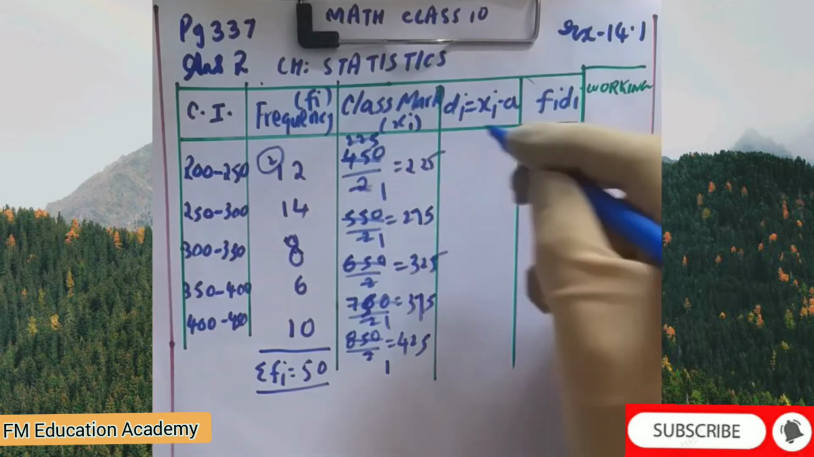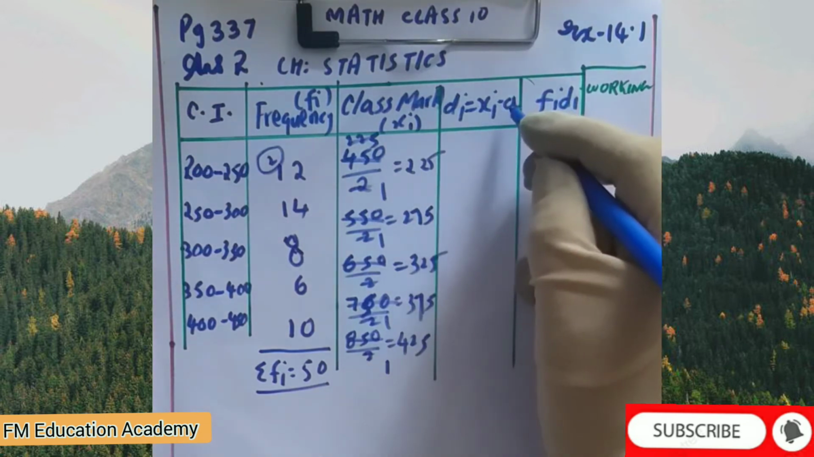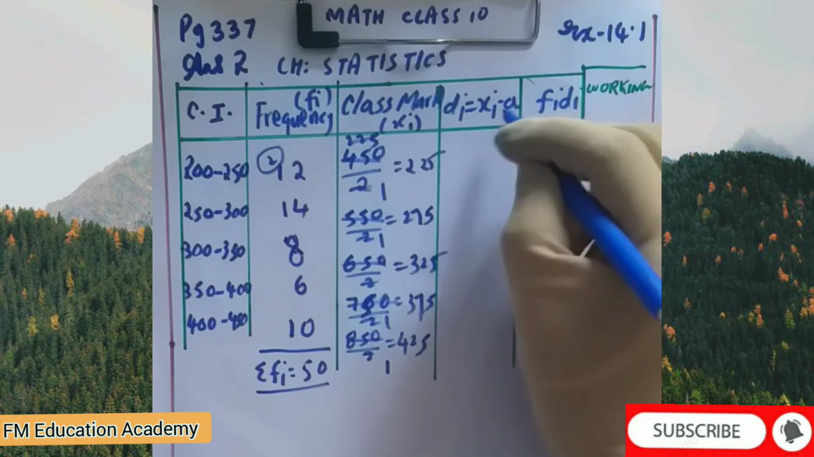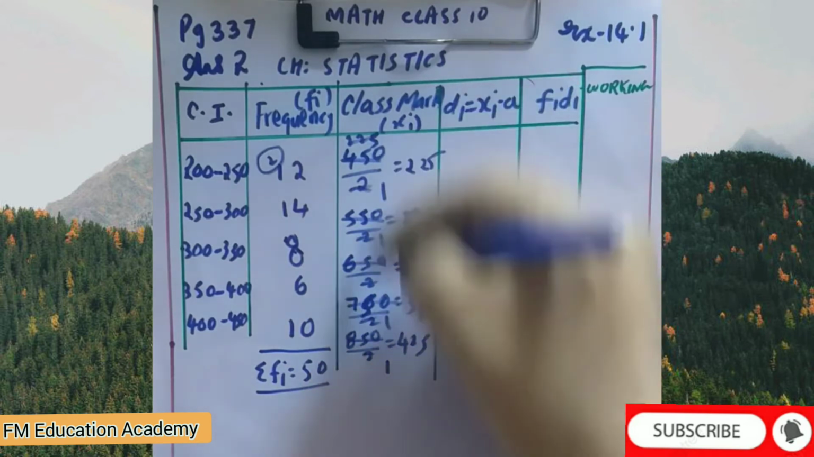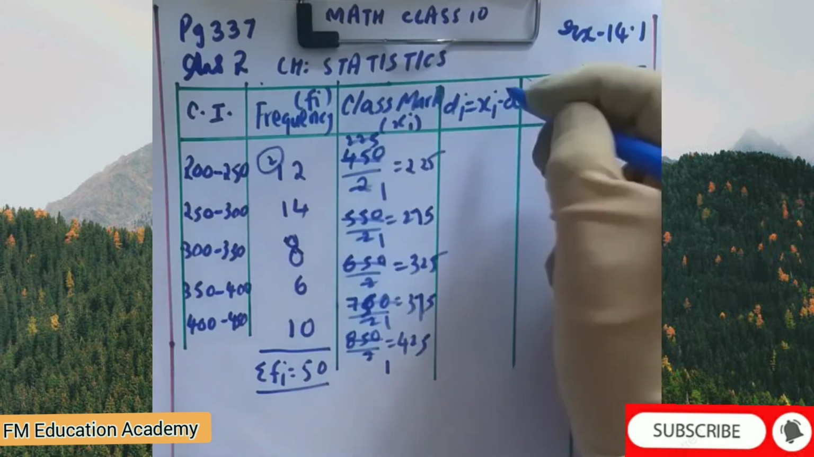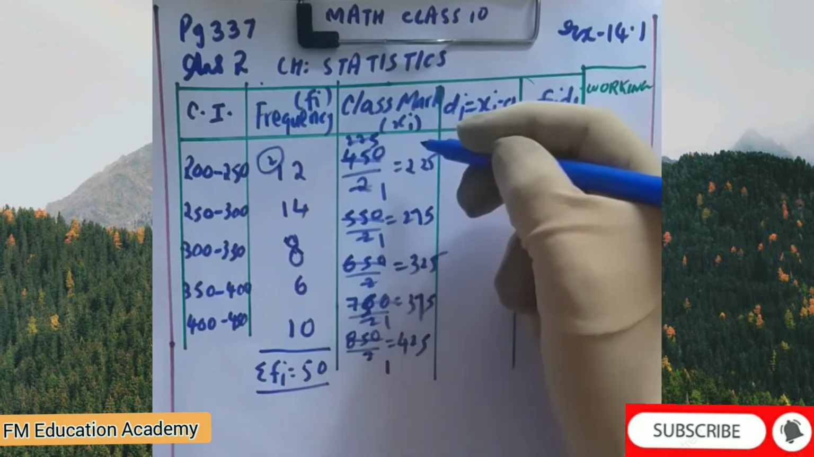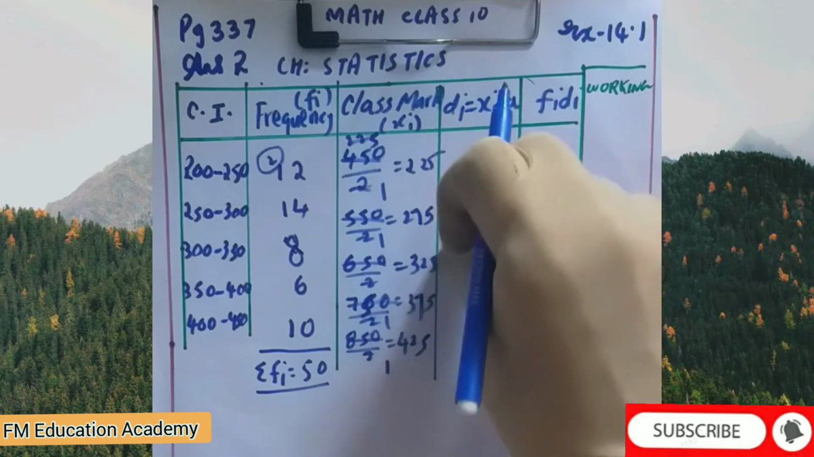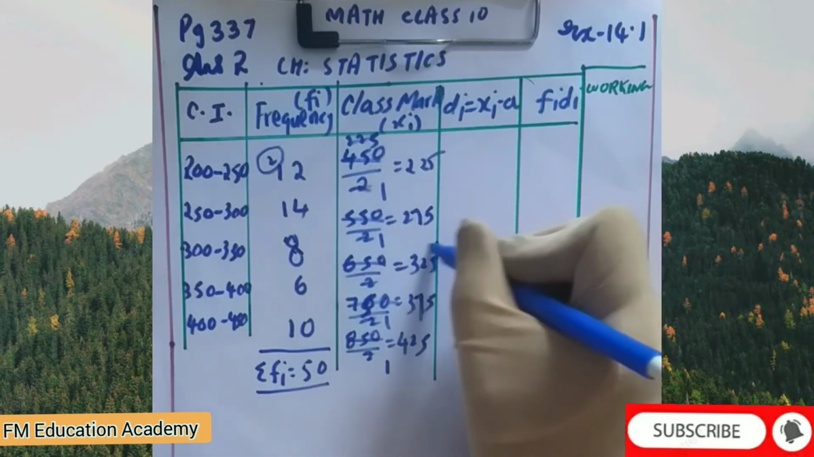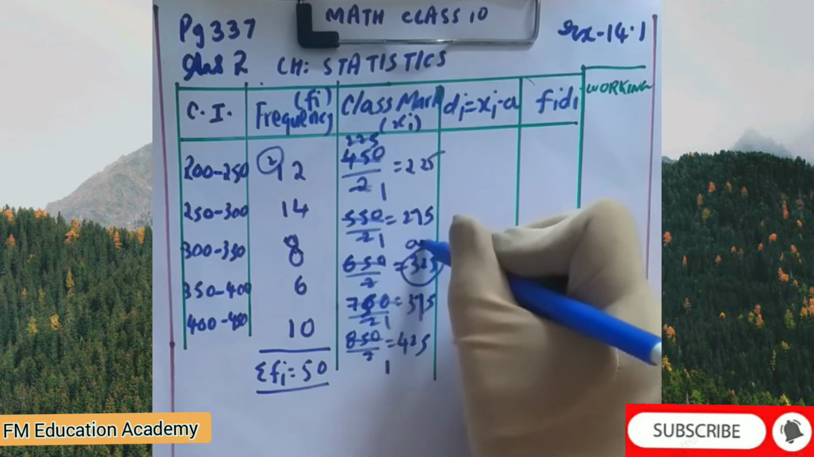Then let us find out di is equal to xi minus a. So first we have to assume a, which means the assumed mean. So we have to assume a value for the mean. Remember, always choose the assumed mean value from the xi column only, and it is better if you take the xi value in the middle. So how many rows are there here? 1, 2, 3, 4, 5. So the middlemost value in xi is 325. So I will assume my a to be 325.